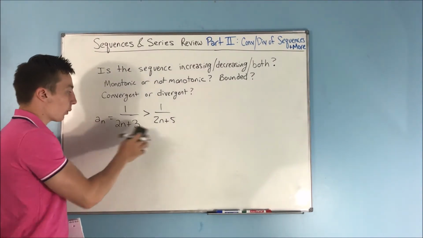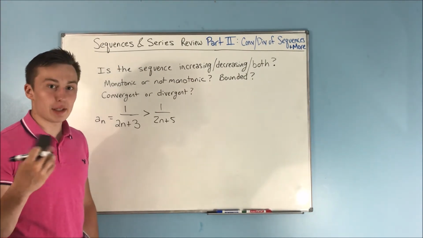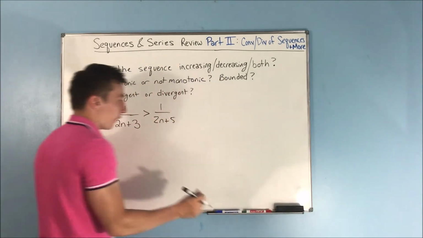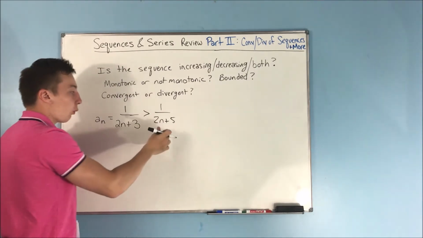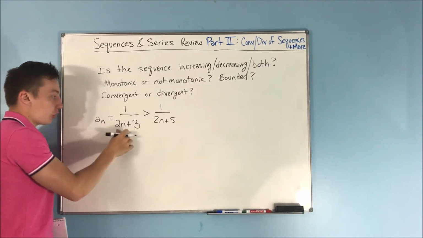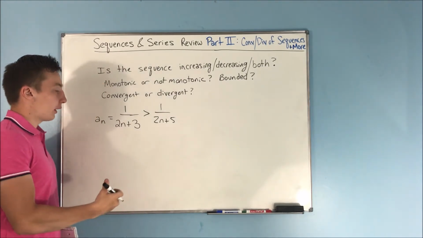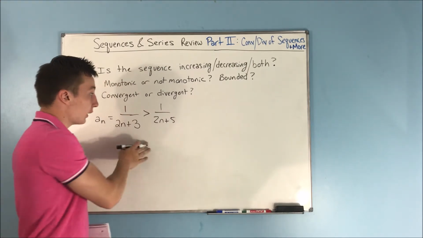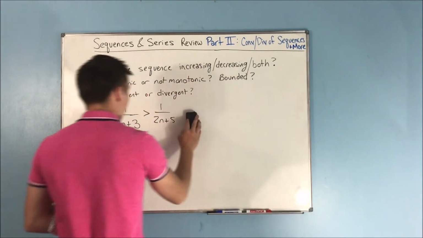Well, that's because right now we're using n's. We're not plugging in numbers, we're not looking at a specific case. We're realizing that since we're using this variable, 2n plus 5 will always be greater than 2n plus 3, and that's going to keep happening. If you try n plus 2, n plus 3, n plus 4, that's still going to happen, and you're going to get a decreasing sequence. So now we know that it's decreasing.